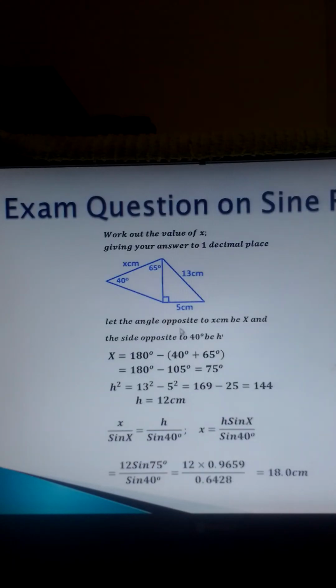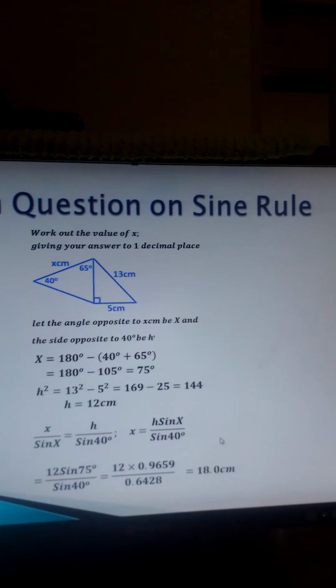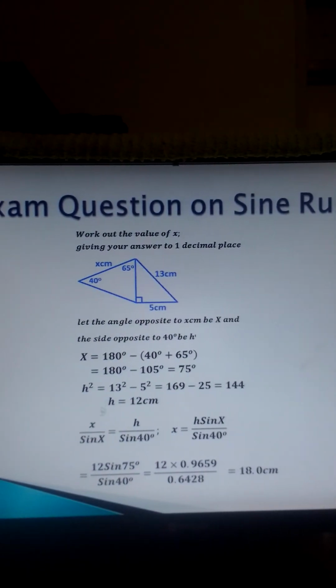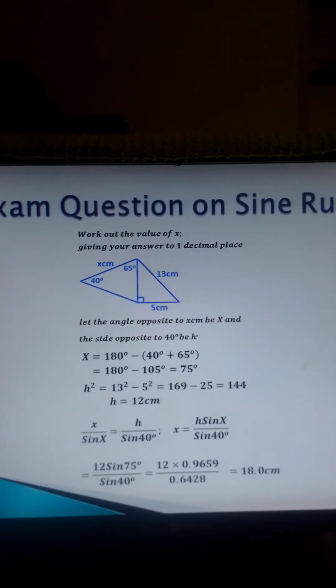We have an example, an exam question on the sine rule. Work out the value of x in that diagram, giving your answer to one decimal place. So we have that diagram with those dimensions. This is x, this angle is 40 degrees, this one is 65, this is a right angle, this length is 13 centimeters, and this length is 5 centimeters. We are supposed to find the value of x.